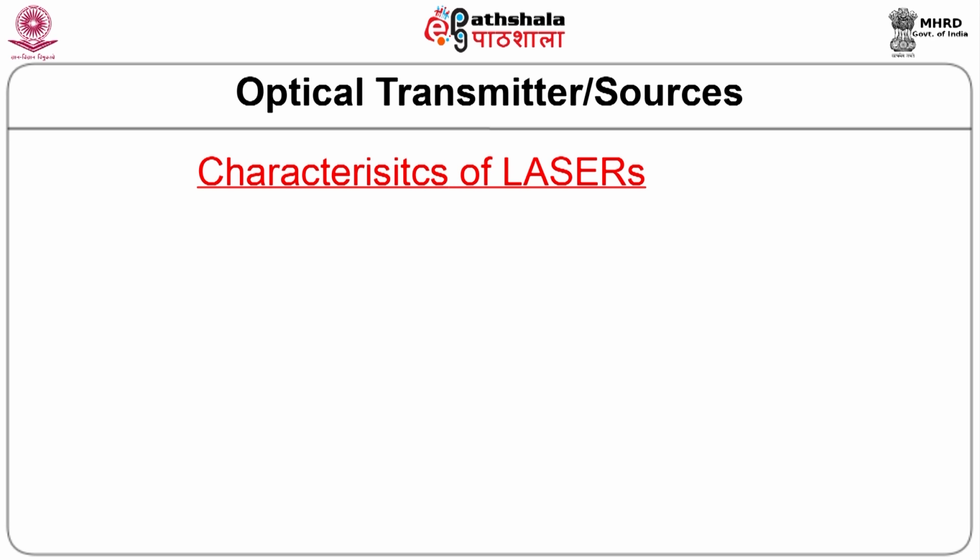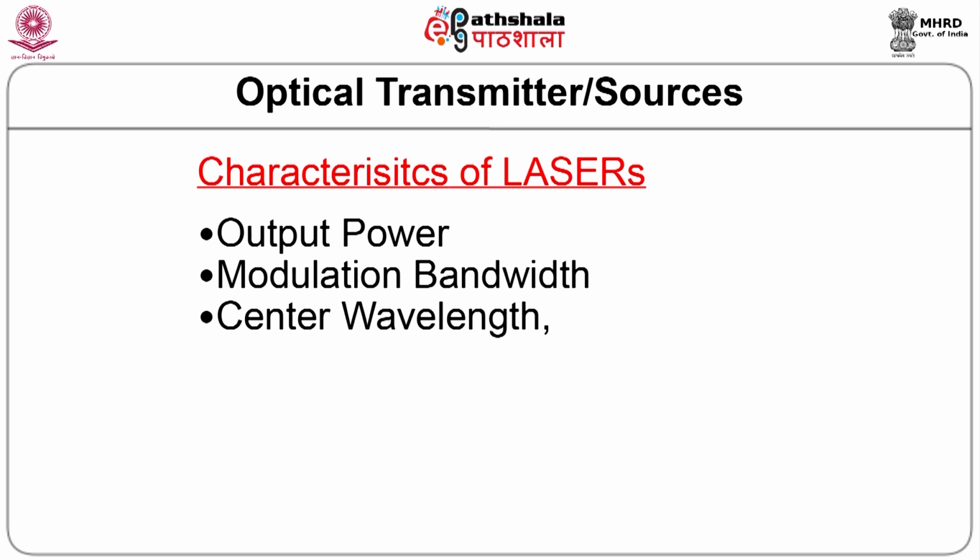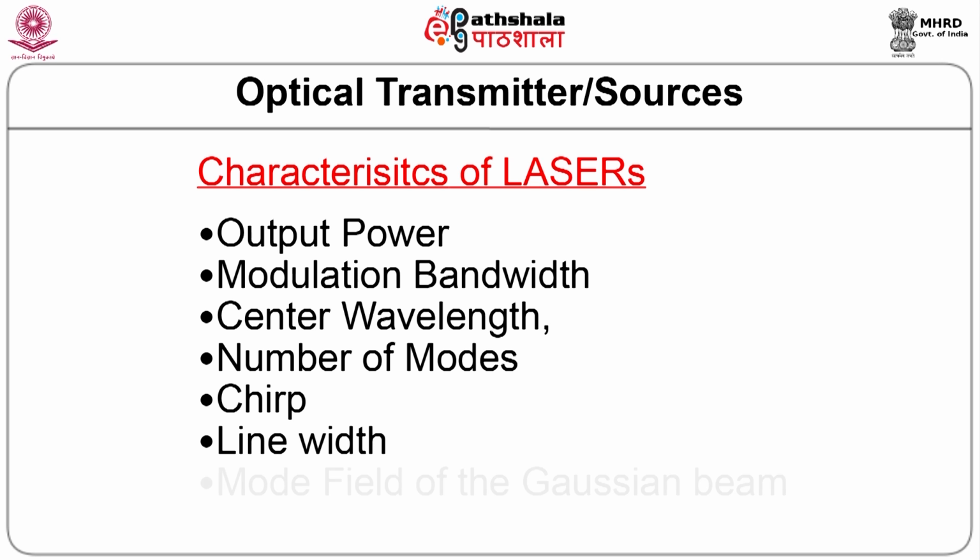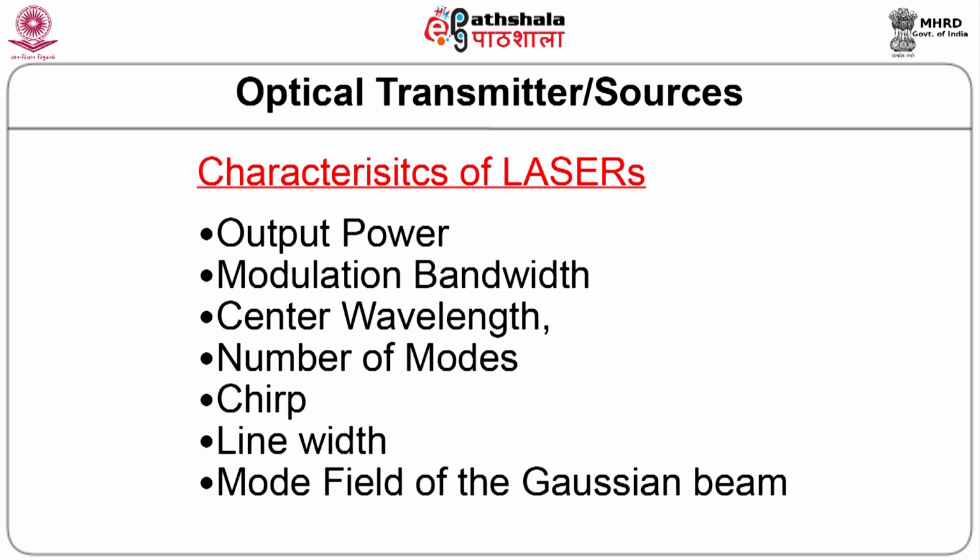The next optical source that we can use is laser. We know that laser should have the following characteristics: the output power, modulation bandwidth, center wavelength, number of modes, chirp, line width, and mode field of the Gaussian beam. So these are the characteristics of laser, that is light amplification by stimulated emission of radiation.